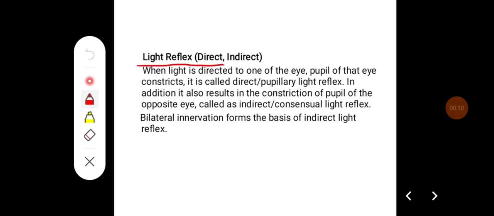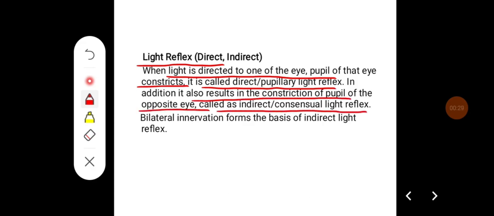Light reflex. Light reflex can be direct light reflex or indirect light reflex. When light is directed to one of the eyes, the pupil of that eye constricts, and it is called the direct or pupillary light reflex. In addition, it also results in the constriction of the pupil of the opposite eye, which is called the indirect or consensual light reflex. And bilateral innervation forms the basis of the indirect light reflex.